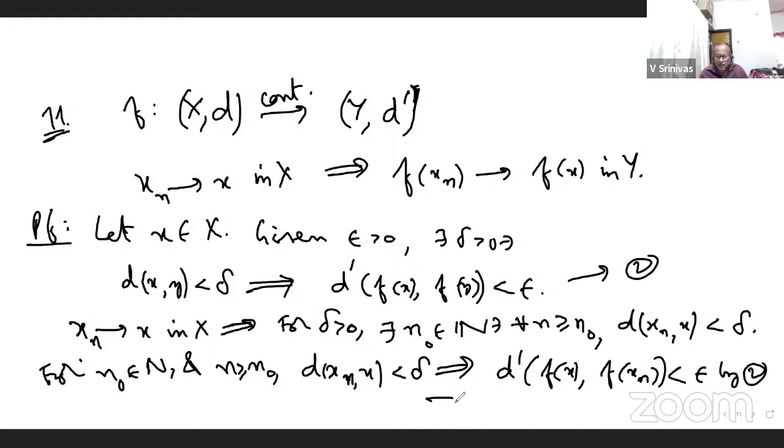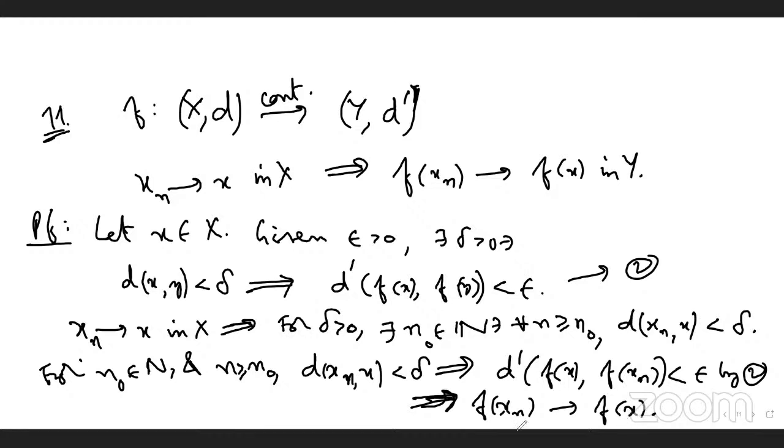This implies that f of xn converges to what? If your xn converges to x, you have d of xn comma x less than delta. What does this mean? f of xn converges to f of x, isn't it? Yes, sir.